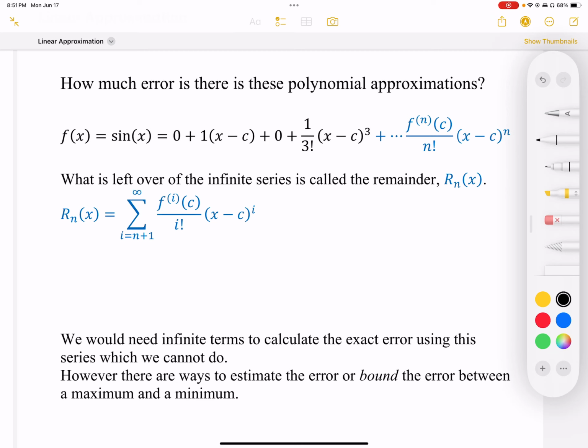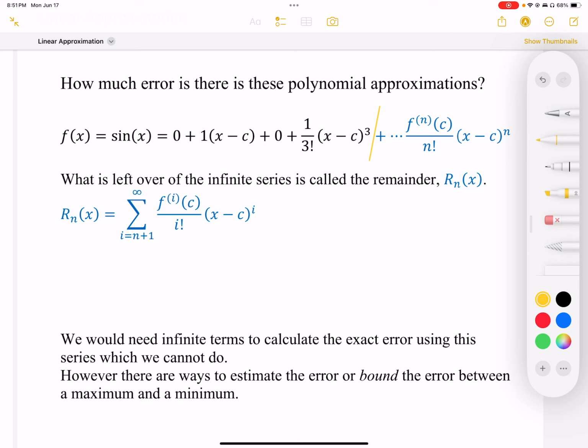So how much error is there in these Taylor polynomial approximations? Let's say we have f of x equals sine x. Well, our Taylor polynomial is going to be 0 plus 1 times (x minus c), plus 0, plus 1 over 3 factorial times (x minus c) cubed, etc., all the way to infinity. And if we are going to estimate this with a cubic approximation, we would cut it off right there.